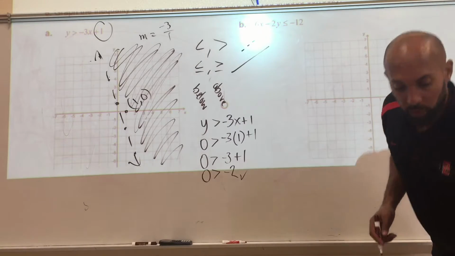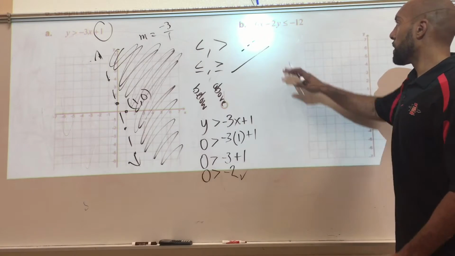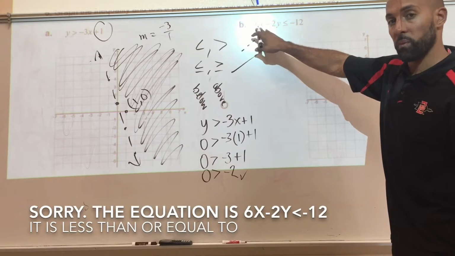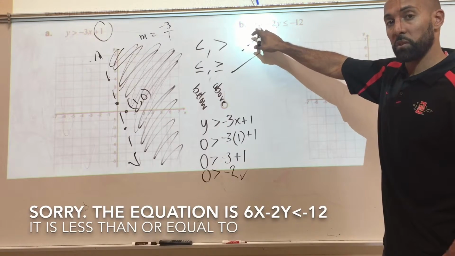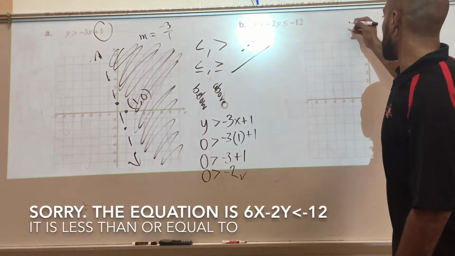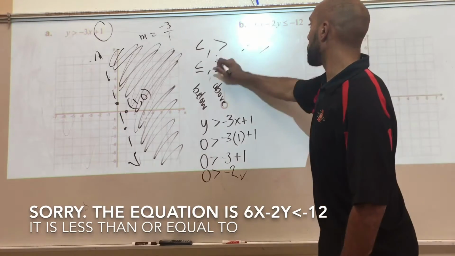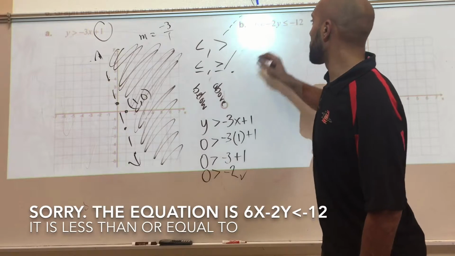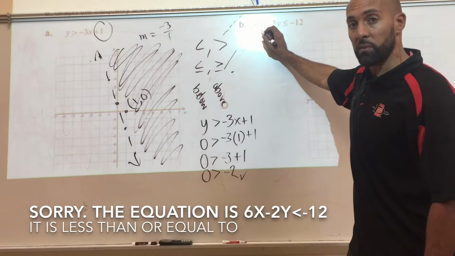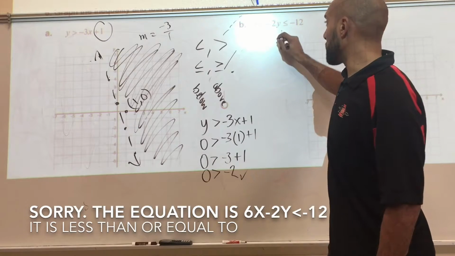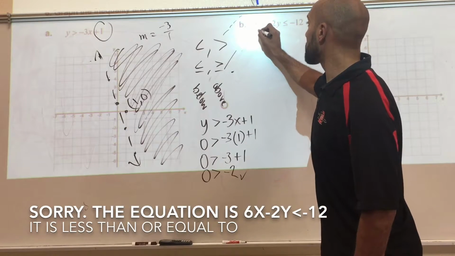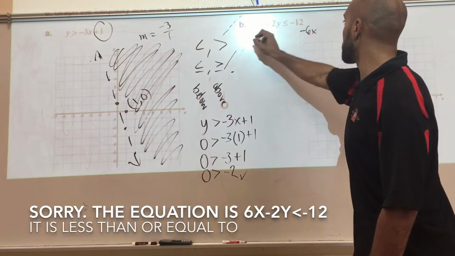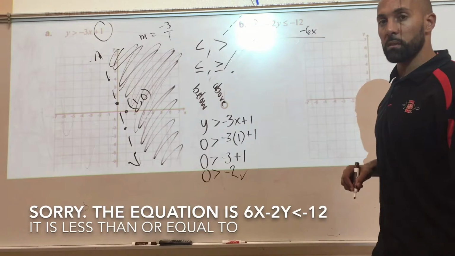Okay, so now in the next one, this equation is not in the slope-intercept form, so we have to change it, kind of like we did in the first question of the test. And that's dashed. This is solid. So what I need to do to get y by itself is first subtract this 6x from both sides. That cancels.